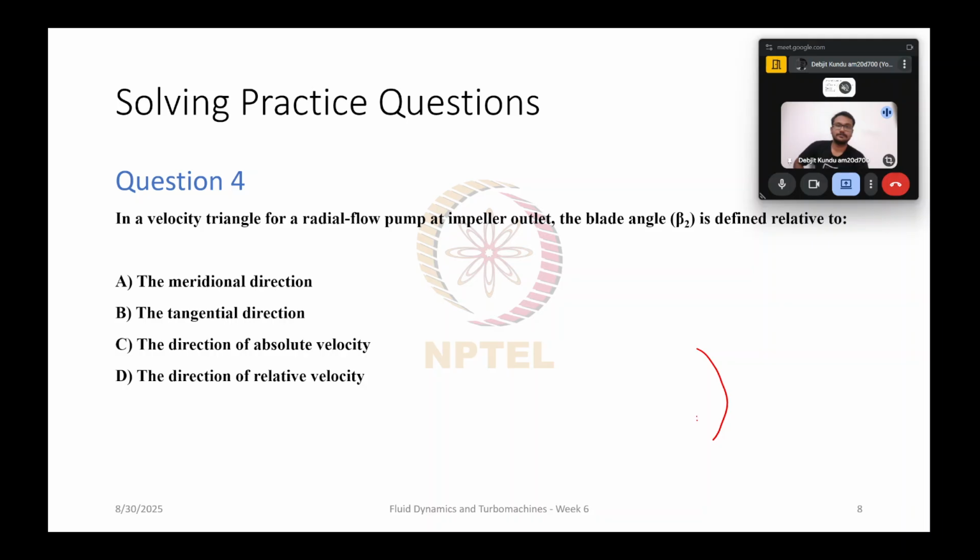So I'll draw a picture for clarity. I'm just showing one blade connected to a hub and it's rotating. So at the outlet of this radial flow pump, how is the blade angle beta 2 defined relative to? Is it relative to the meridional direction? Is it relative to the tangential direction? Is it relative to the direction of the absolute velocity? Or is it related to the direction of the relative velocity?